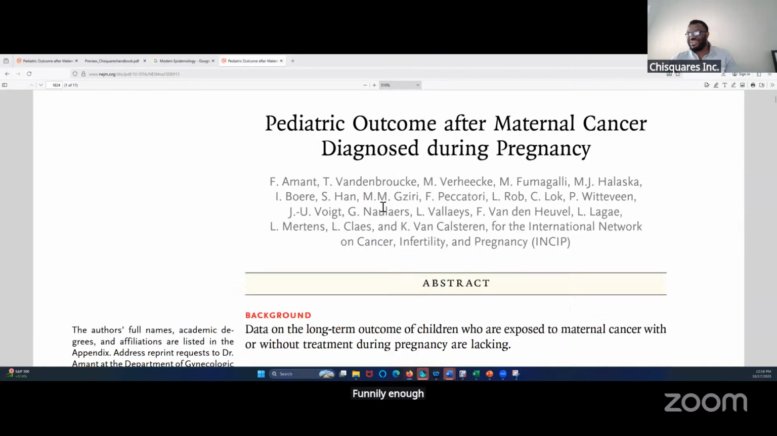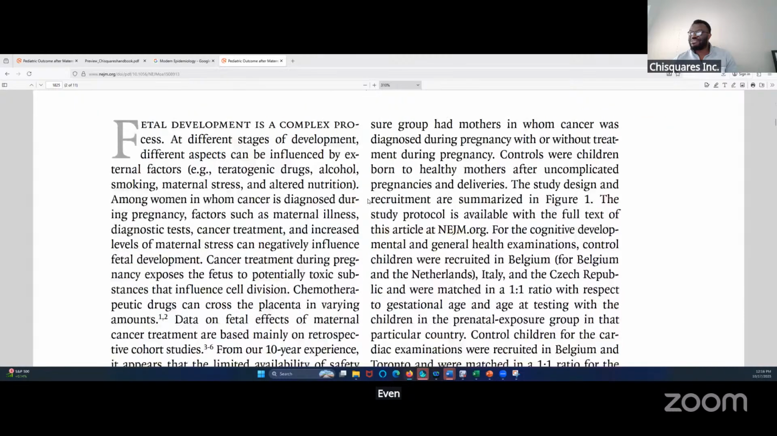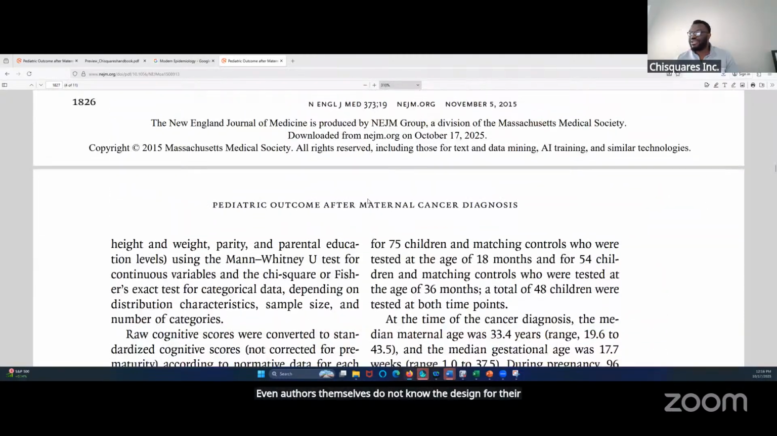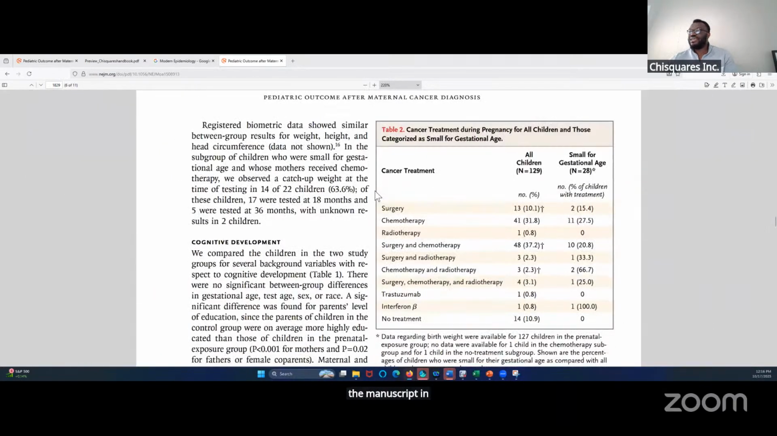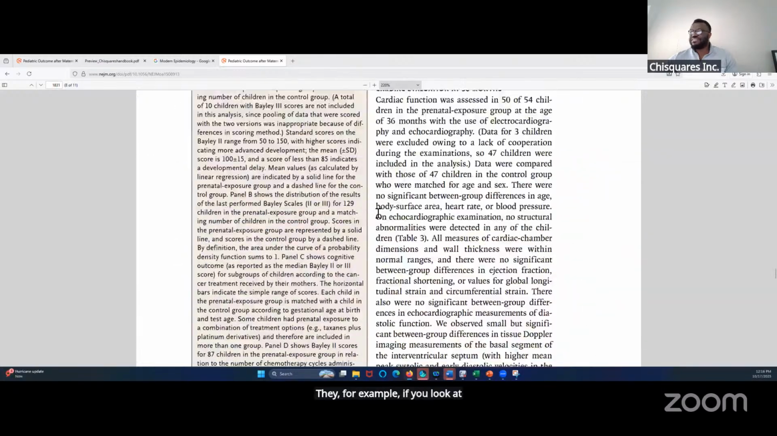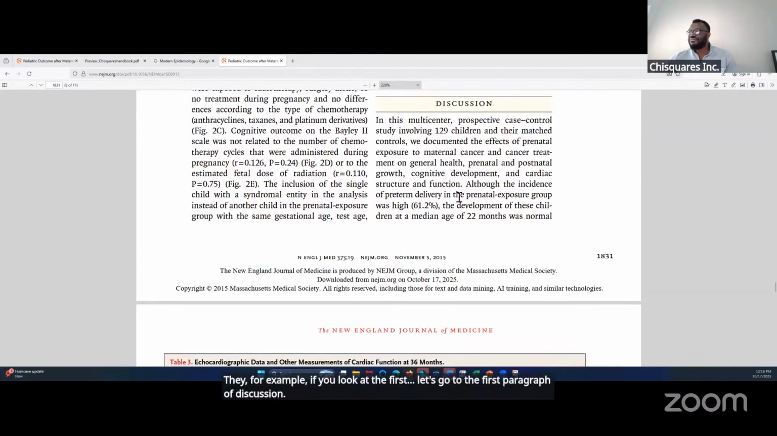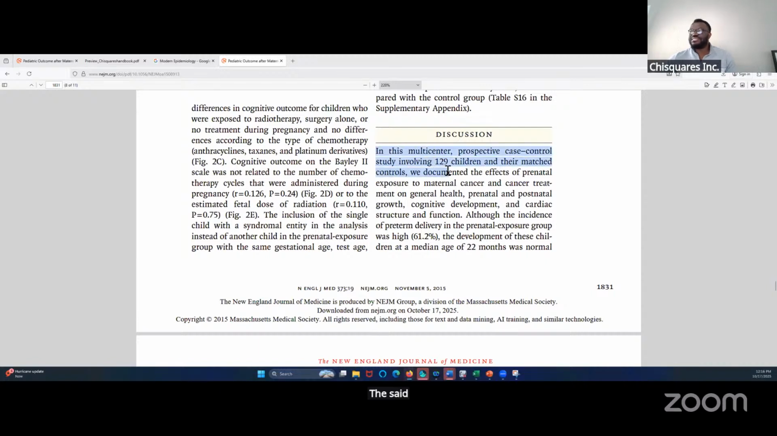Funnily enough, however, even authors themselves do not know the design for their own study, right? When you look at the manuscript in paper here, for example, let's go to the first paragraph of the discussion. They said, in this multi-center prospective case control study, right? And this is in the Holy New England Journal of Medicine. What are some of the major headaches we see in that one single sentence? Can a case control study ever be prospective, first of all?